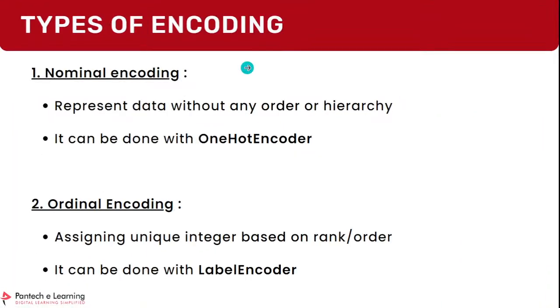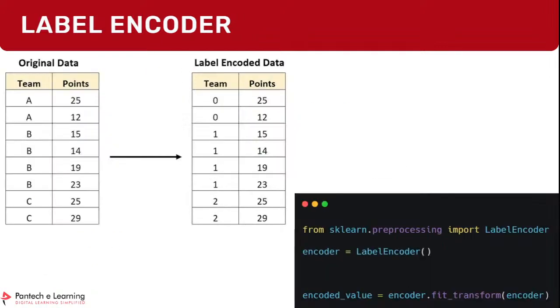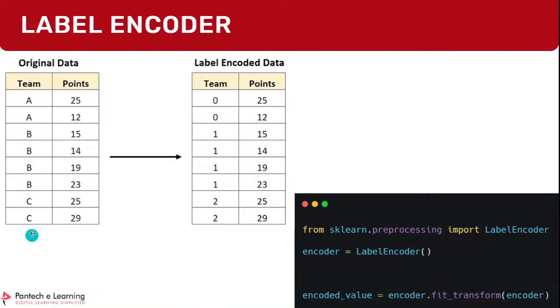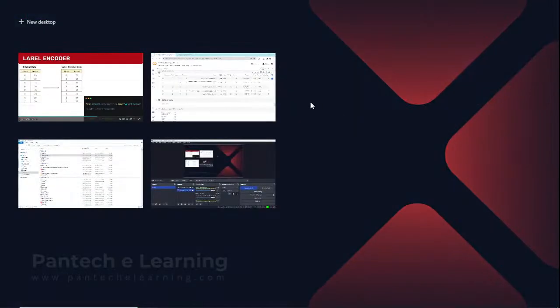For encoding you have different methods like nominal encoding or ordinal encoding. Mostly we prefer to use ordinal encoding. When you go for ordinal encoding, you can do it with label encoder from sklearn pre-processing. If you have teams like A, B and C, it is going to assign one number for each of them. For example, for the A team it is going to give 0, for the B team it is 1, and for the C team it's 2. With this they have been encoded, and the encoded data will be available here. You can fit and transform in the same way as we have done.